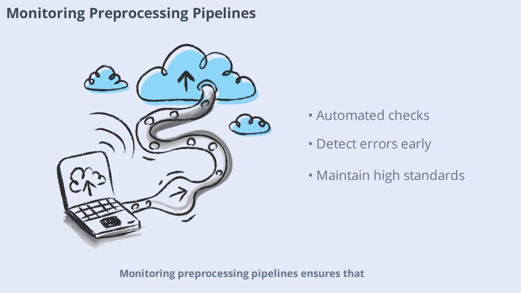Monitoring preprocessing pipelines ensures that data is processed correctly and efficiently. Automated checks can detect errors, bottlenecks, or changes in data quality. Regular monitoring helps maintain high standards and quickly addresses any issues that arise during preprocessing.